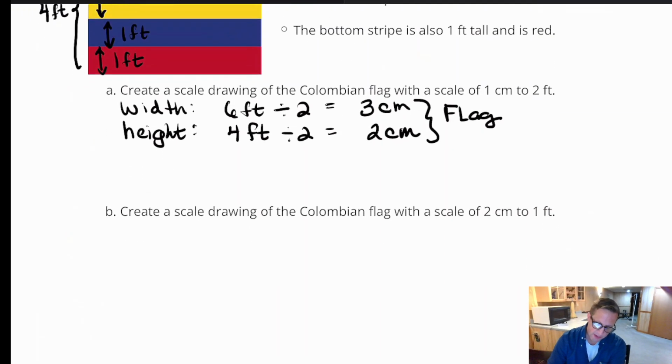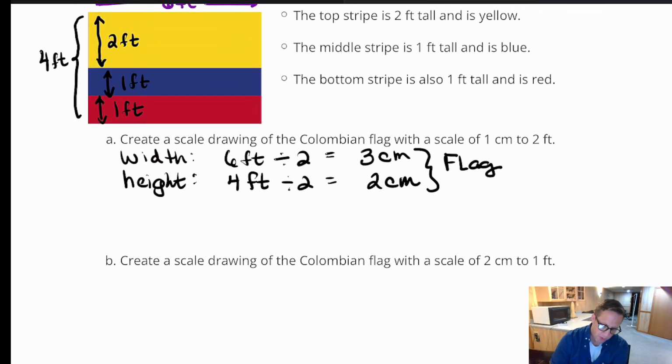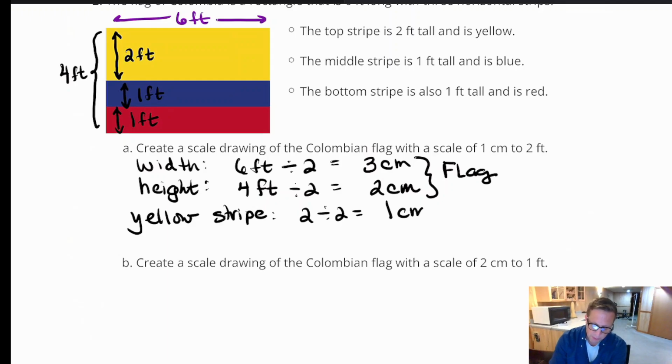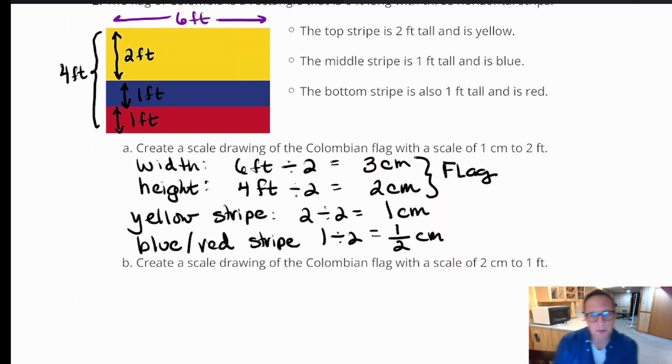And then for the stripes, the yellow stripe is 2 feet. So you're going to do 2 divided by 2, so you want to make that 1 centimeter. And then the blue and the red stripe are both the same size. Those, you're just going to do 1 divided by 2, which is going to be 1/2 centimeter. Together they make 1 full centimeter.